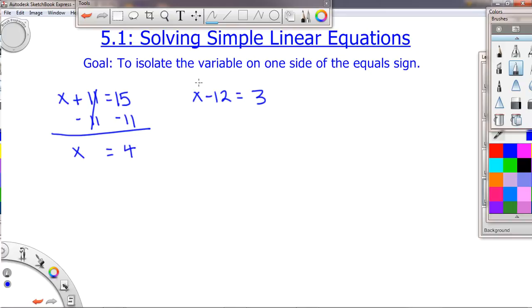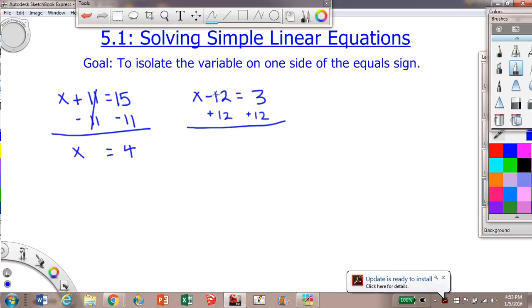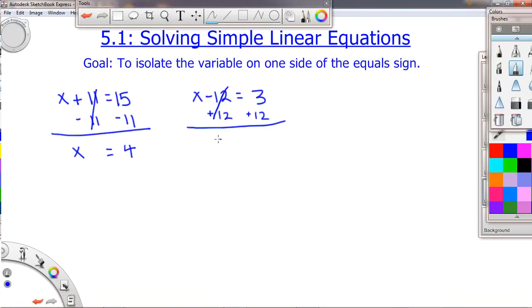Okay, now let's see what's happening to the x. I want to get this x alone. Well, I'm subtracting 12 from it. So what I need to do to get the x alone is add 12 to both sides of the equation. Remember, whatever you do to one side of the equation, you have to do to the other side in order to keep the scale balanced, in order to keep the equation true. Okay, so negative 12 plus 12, those cancel out. I'm left with x is equal to 3 plus 12, which is 15.